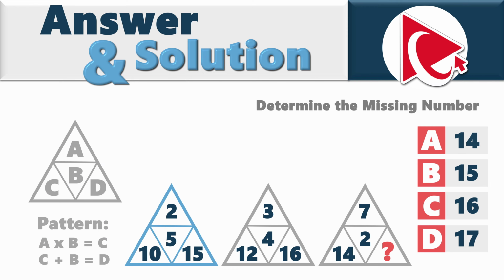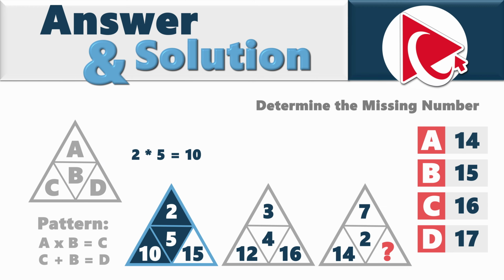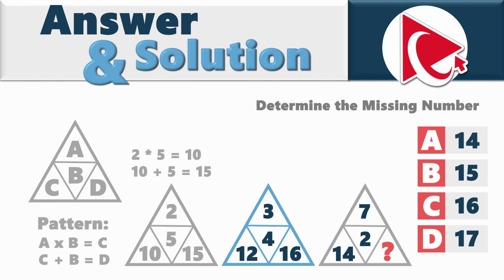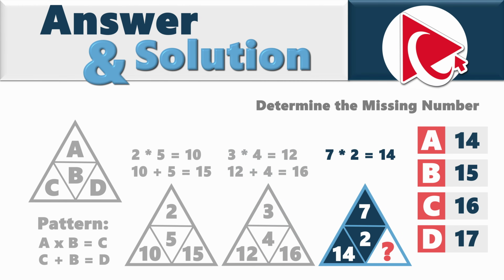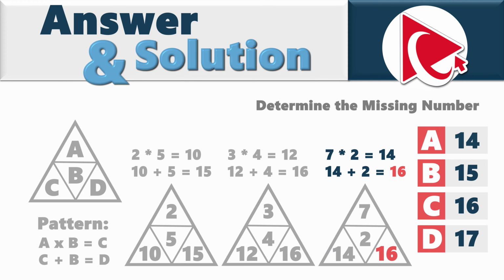Let's look at the example. In the first triangle, 2 multiplied by 5 equals 10. Then 10 plus 5 equals 15. In the second triangle, 3 multiplied by 4 equals 12. And 12 plus 4 equals 16. And in the third triangle, 7 multiplied by 2 equals 14. And 14 plus 2 equals 16. So the correct answer here is choice C, 16.